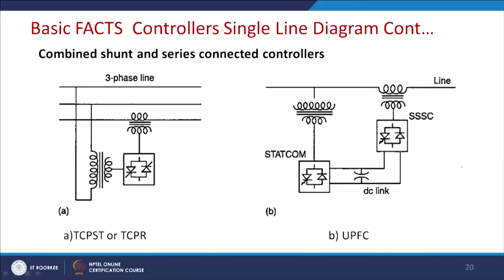Next, the basic FACTS controller, in a single line diagram we can show, is a controller called TCPST or TCPR. It has both series and shunt controllers. It can control both series and shunt, and thus it can control voltage and current together. Same way, another version is the voltage source inverter, or the STATCOM, and the SSSC that forms the UPFC. It is a more versatile device and it can have features like power flow control and harmonic mitigation. If it can mitigate the harmonics, then it is said to be the power quality conditioner.